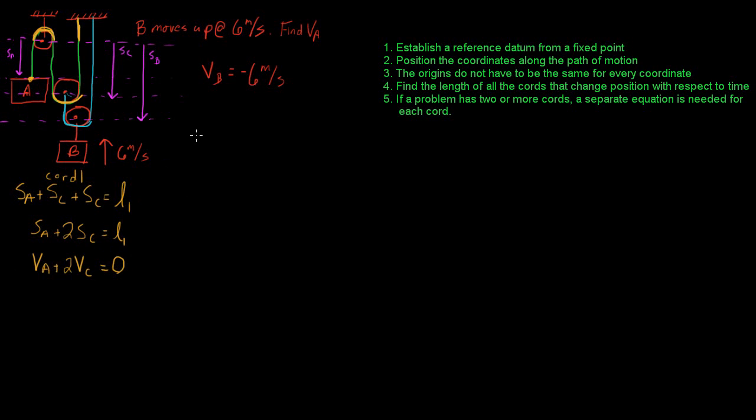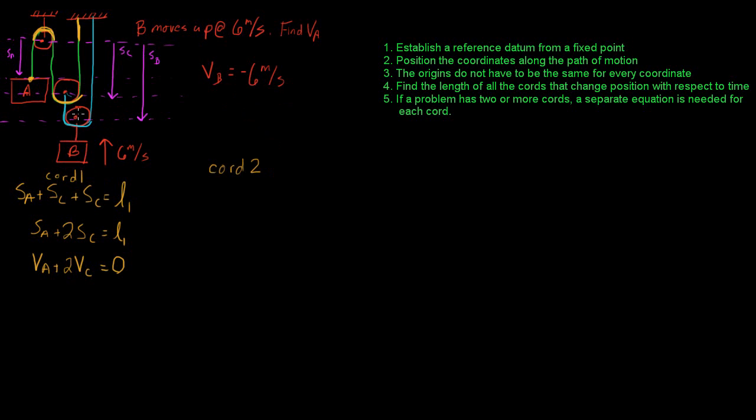Now, we don't know anything about the velocity of C right now. We've been given the velocity of B. So we need to look at equations for our second chord, this blue chord right here. And this is chord 2. And we have to relate these two chords to each other.